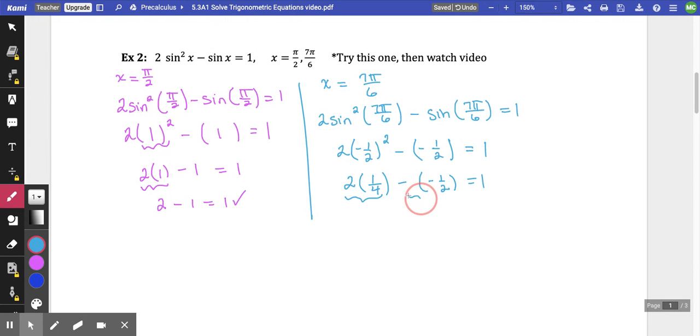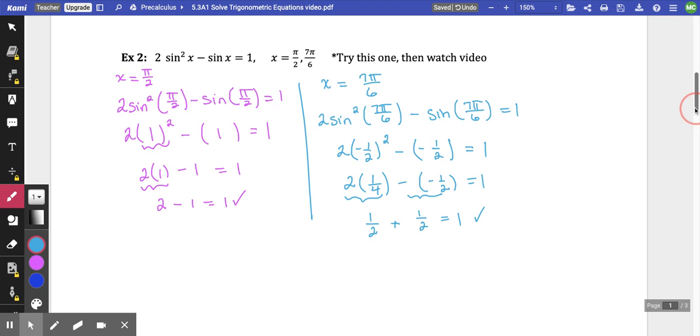I would also need to deal with this negative minus a negative that's going on over here. So 2 times the 4th would be 2/4, which is 1/2. And a negative, minus a negative is the same as plus. So now I have 1/2 plus 1/2 is equal to 1, which is definitely true. So both of these solutions satisfy that original equation.